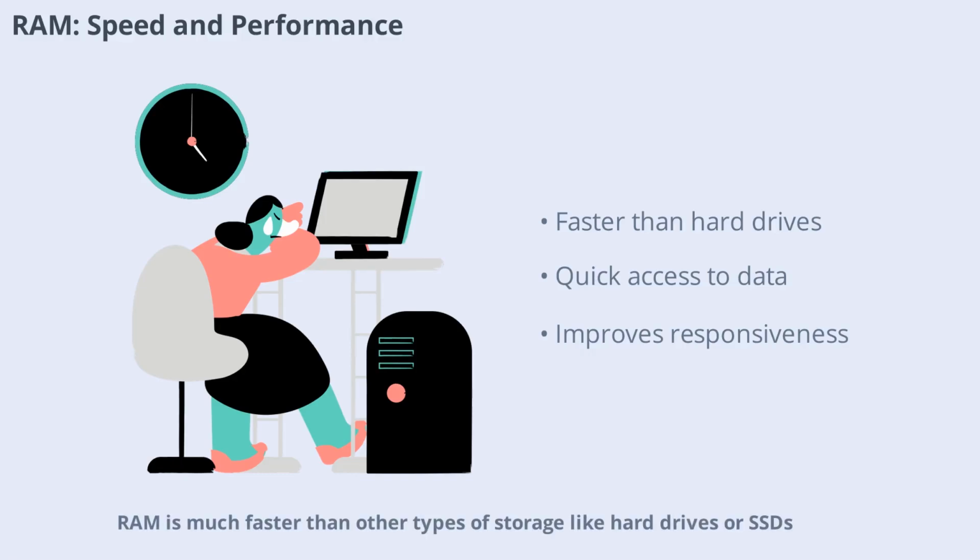RAM is much faster than other types of storage like hard drives or SSDs. This speed allows your computer to quickly access and process information, making everything from opening files to switching between programs feel instant. That's why RAM is so important for a fast and responsive computer.